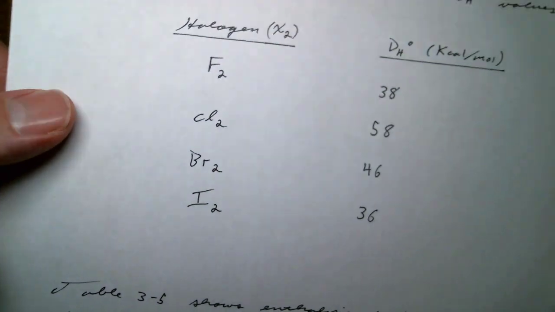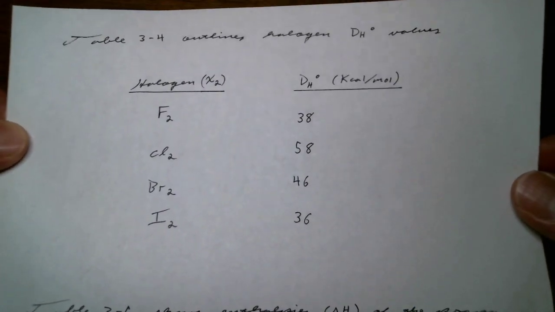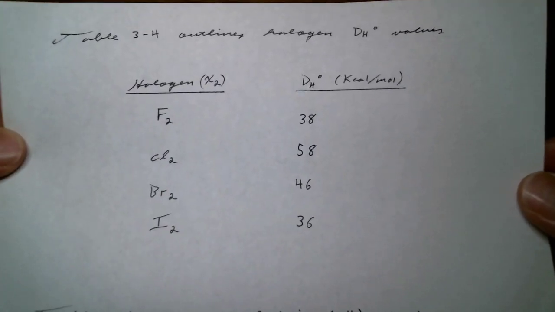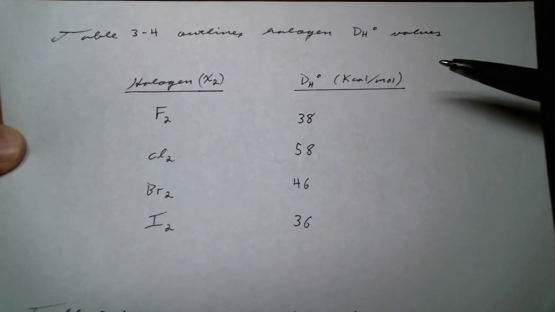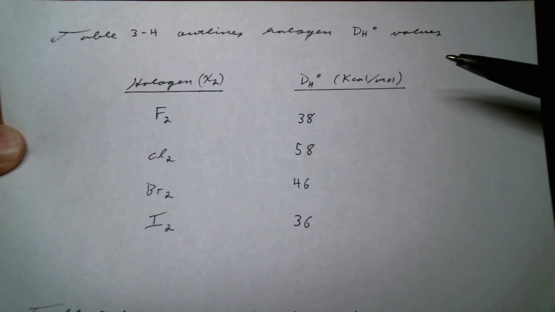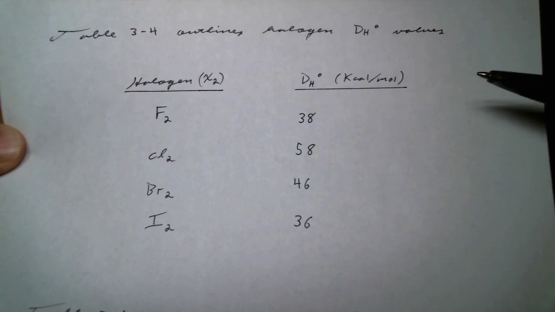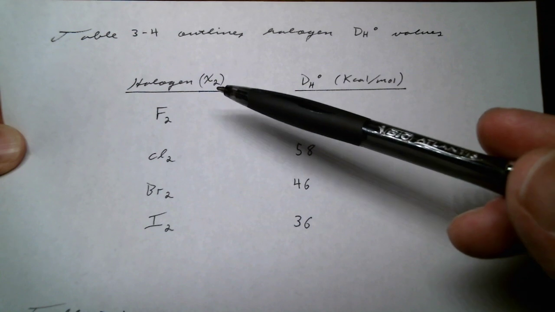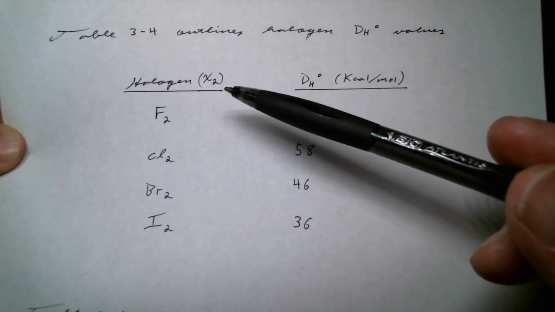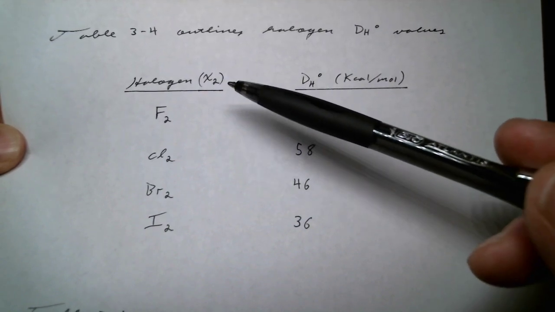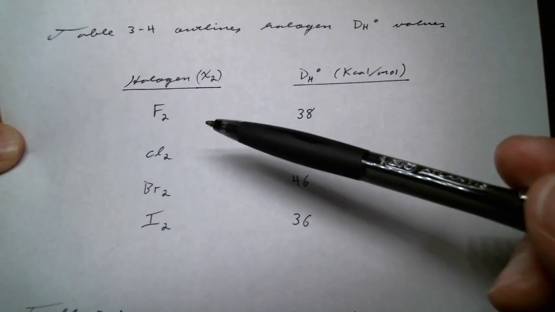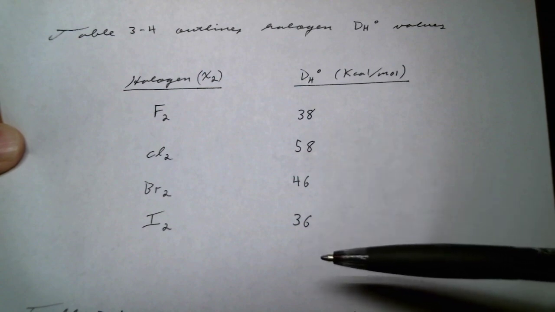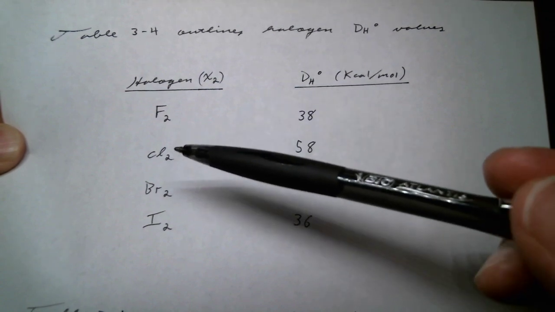another interesting bit of information I'd like to point out has to do with the thermodynamics of various halogenations. Table 3.4 in your text outlines halogen dissociation values. For a given halogen, which we often symbolize as X in organic chemistry, our diatomic X2, we have different dissociation values in kcals per mole for these bonds.